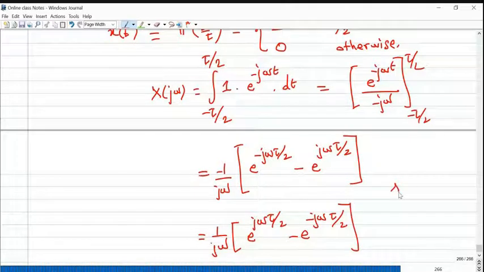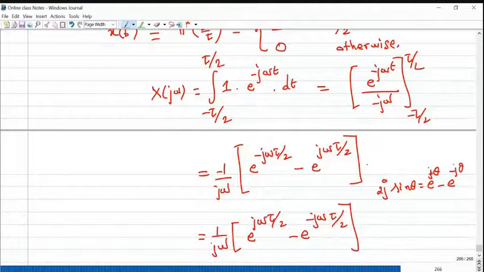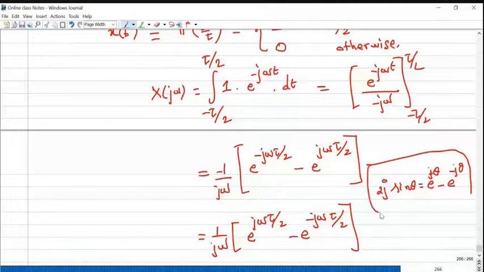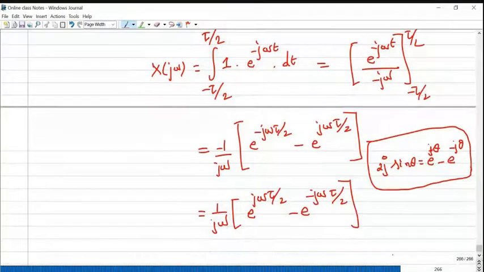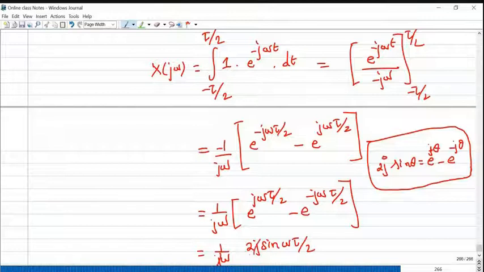Do you remember the formula for sin theta? 2j sin theta equal to e power j theta minus e power minus j theta, or sin theta equal to e power j theta minus e power minus j theta divided by 2j. So replace this particular term by the sine function: 1 divided by j omega, 2j sin omega tau by 2. So j will be cancelled.